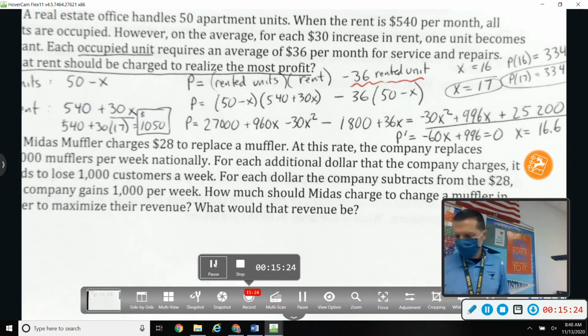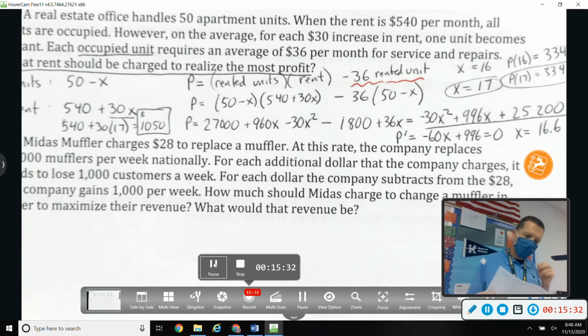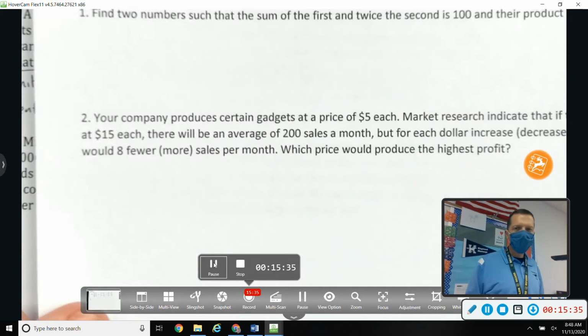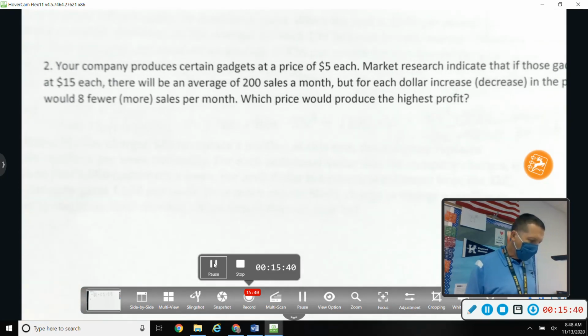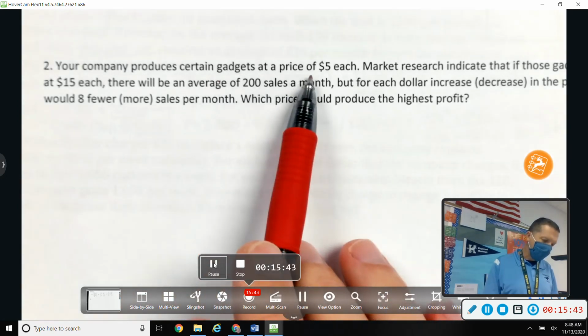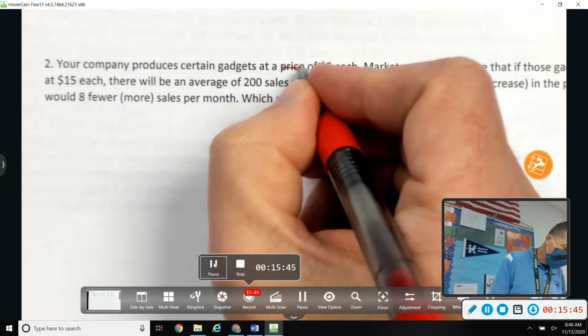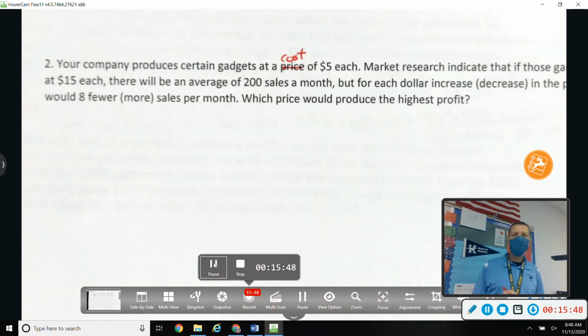Maximums and minimums. I do want to say something about the quiz before you start it and put this on camera so that our friends at home will see this. It depends on which version you have, so it's not necessarily number 2. But it says your company produces certain gadgets at a price of $5 each. It would really make more sense if it said a cost of $5 each. So it costs the company $5 to make each of these gadgets or gizmos or whatever they're making. That'll make life a little bit easier for you to understand that question.